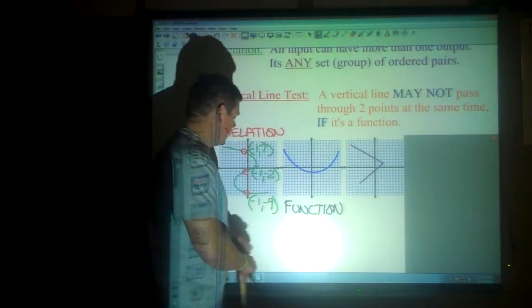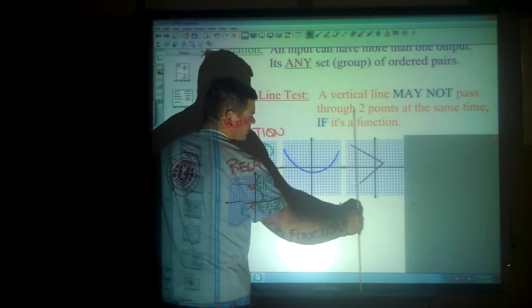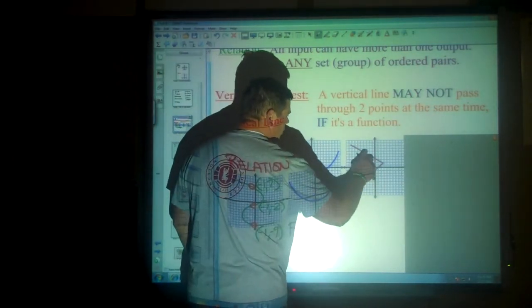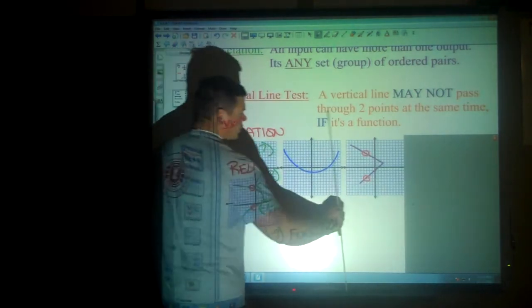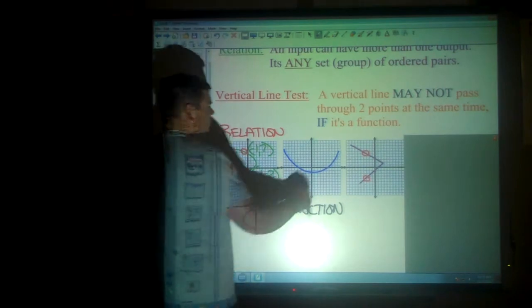Another vertical line test. Touches in 2 spots, touches in 2 spots. So it could be touching here, it could be touching here. That's not good. Bzzz, can't have that. So that is a relation.